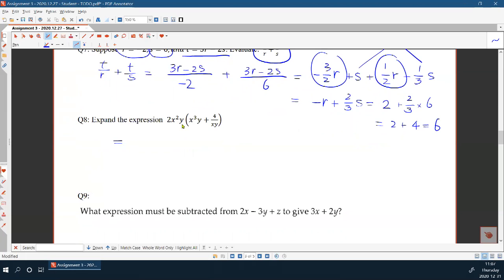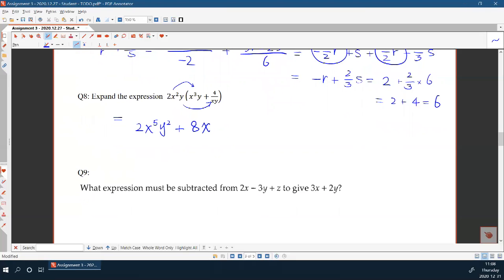Expand the expression. Okay, this is a simple one, right? All you need to do is to distribute this value into the brackets. First term becomes 2x to the 5 times y to the 2. And the second term becomes 8x, because the other terms are canceling with each other, right? Okay, any questions?